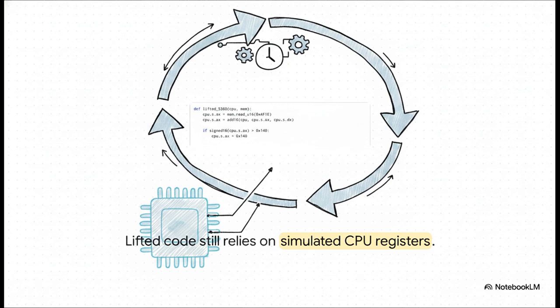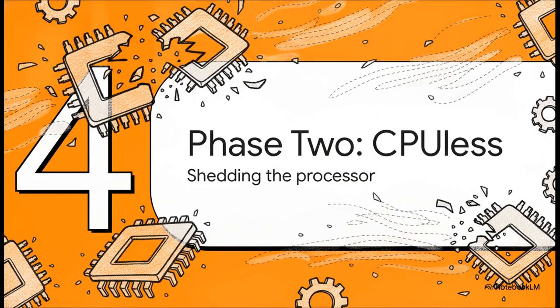Even though it's directly executable now, it still thinks like a 90s processor. It's manually moving data in and out of simulated hardware registers like AX and DX and using historical memory layouts. So the interpreter is gone, but the ghost of the CPU is still very much hanging around. Next up, Section 4, Phase 2, going CPUless.